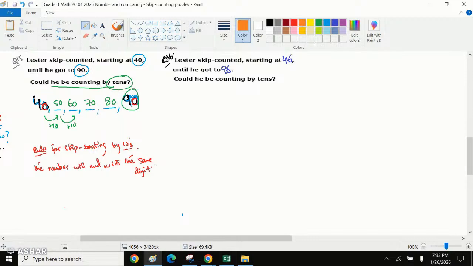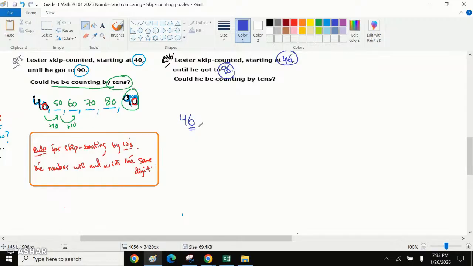Right. What rule did I tell you? We created a rule such that it says for skip counting by tens, the number will end with the same digit, right? So our starting digit was 46. Our answer should end with the same digit at the units place. This is ending with 6. This ends with 6, right? That means, yes, we can count by tens. Yes, we can.